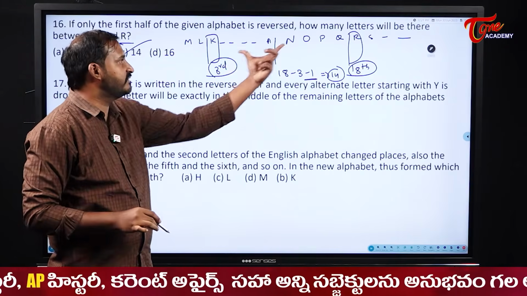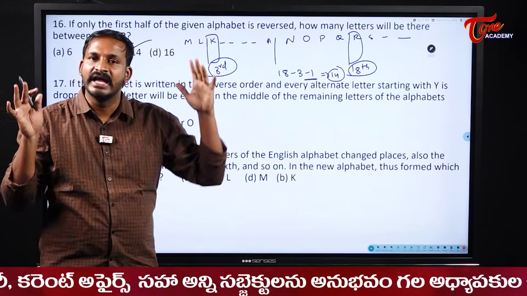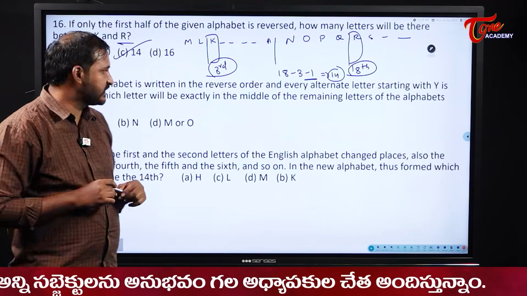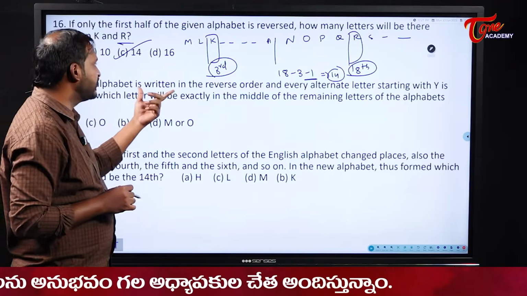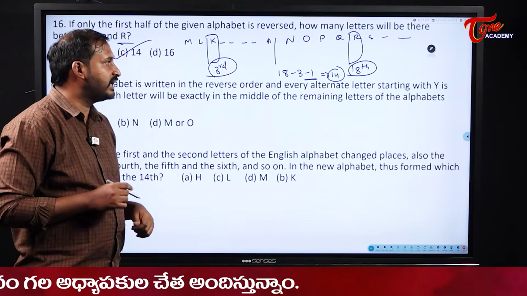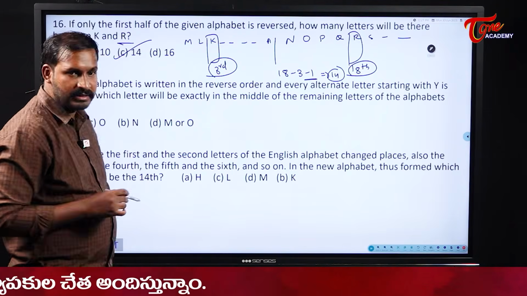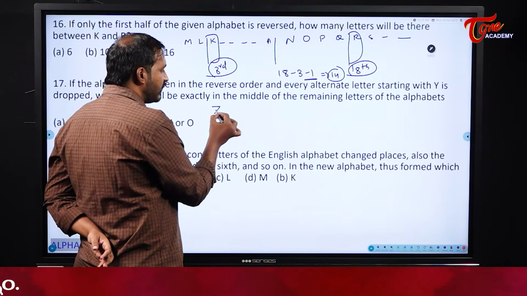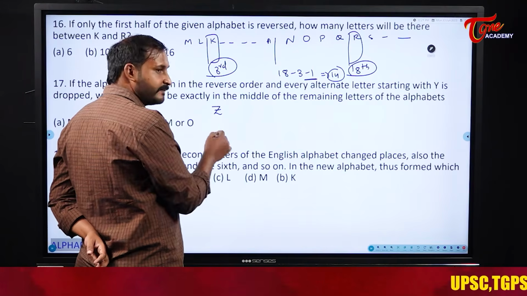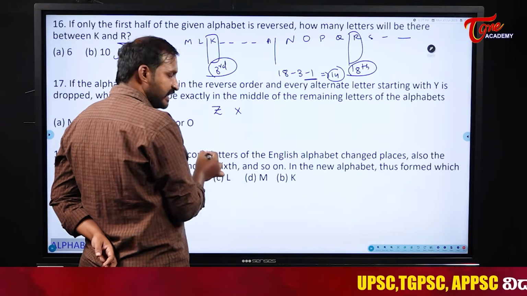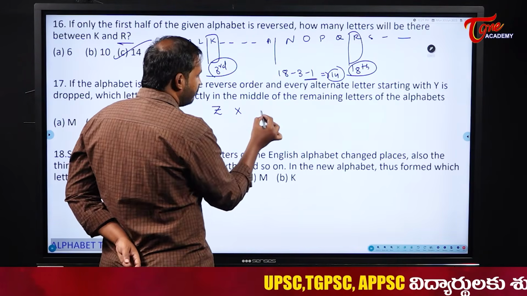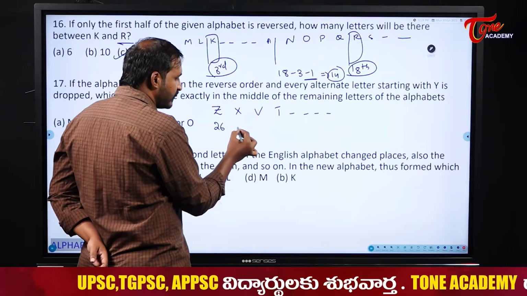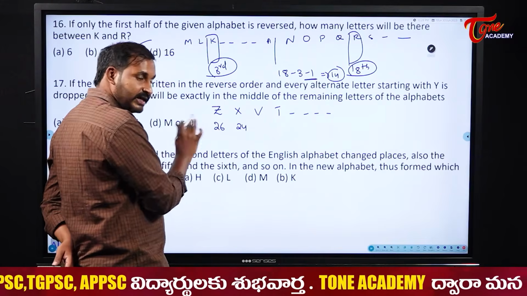Only the first half is reversed, whereas the second half is kept as it is. There is no difference in the second half. Next one. If the alphabet is written in the reverse order and every alternate letter starting with Y is dropped. Alphabets are written in reverse order and every alternate letter is dropped, that means Y, Z, X, V, T and so on, right? 26, then 24. They are written in reverse and dropped.